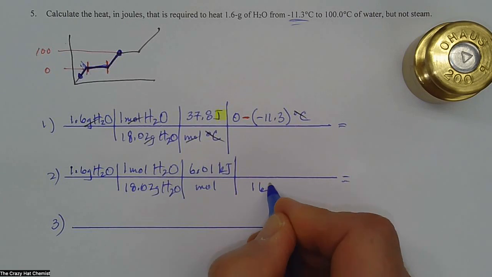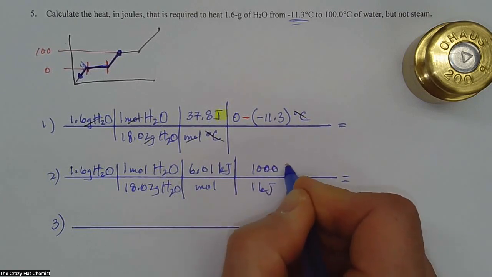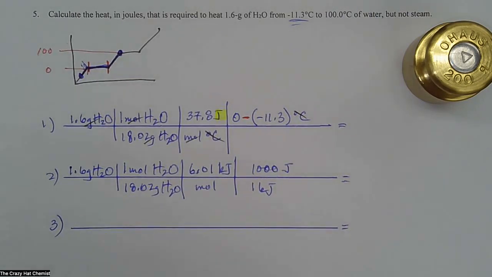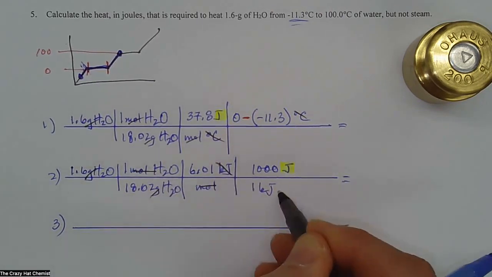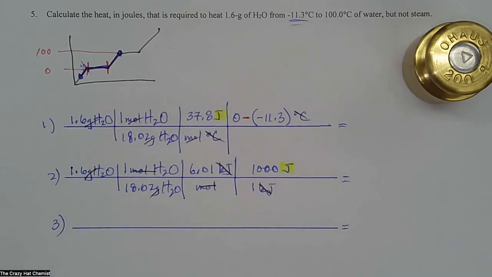So 1 kilojoule is equal to 1,000 joules. What doesn't cancel out for units here are joules, so that's good. What does cancel out for units are grams, moles, kilojoules, and I'm left with joules.